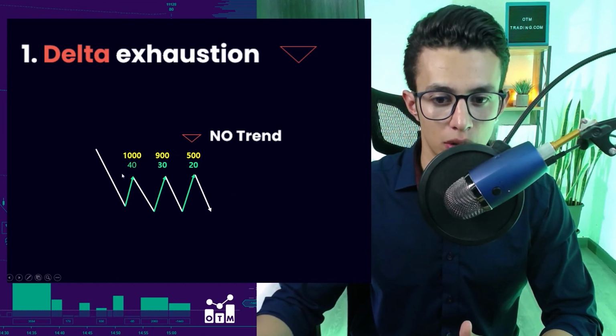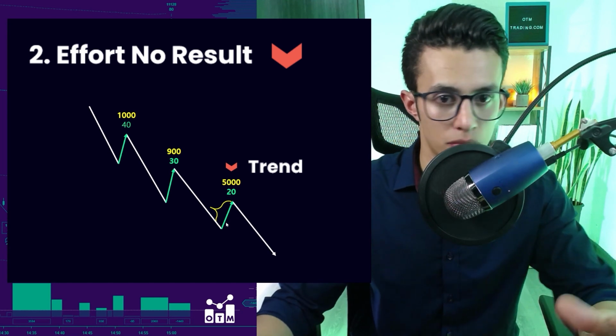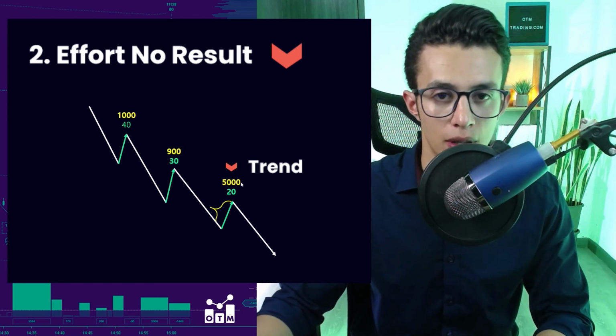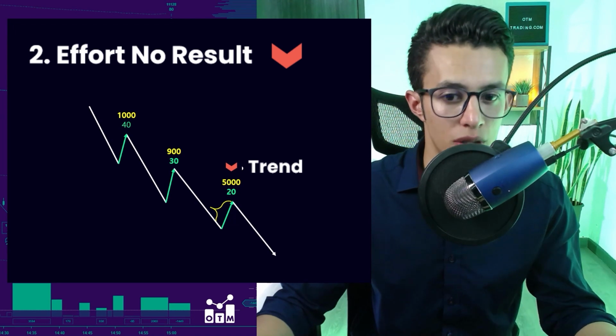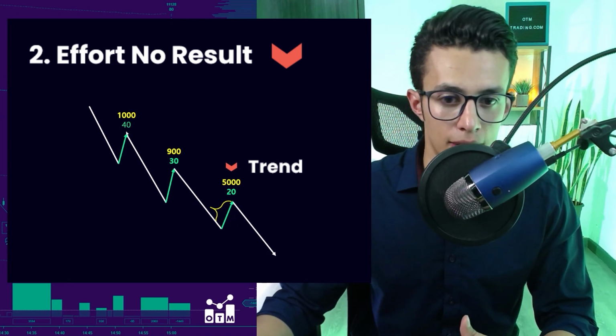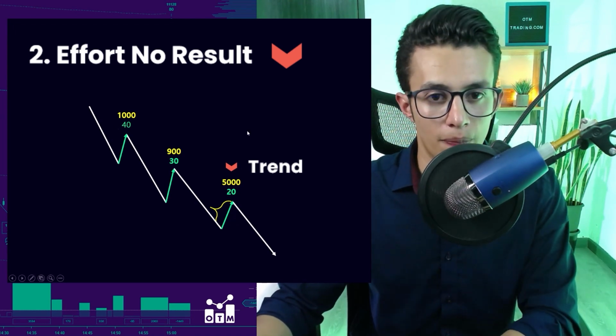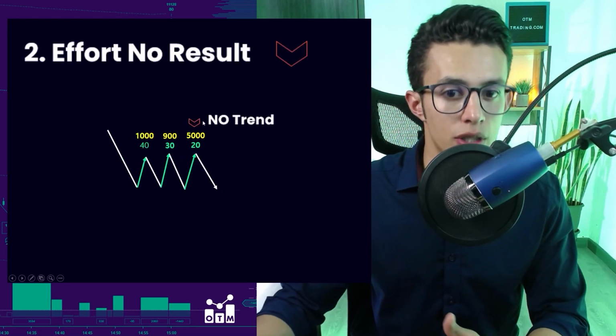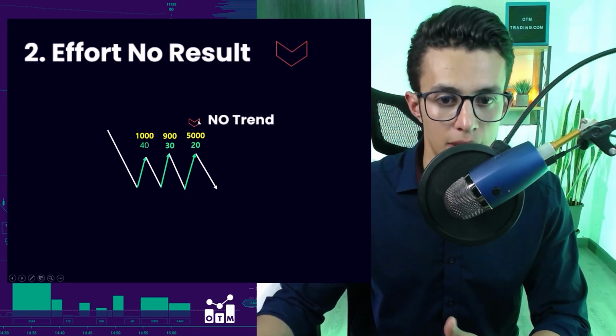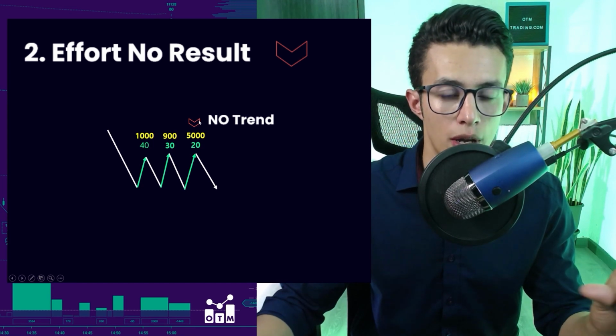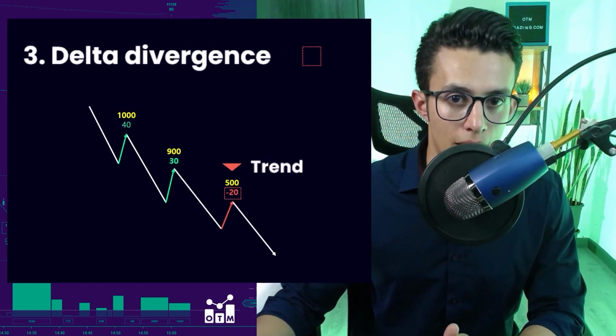Now let's look at the effort with no result signals in downtrends. Here we have a wave of very short length with a large volume of 5,000. So, we have effort with no result in a trend because we have a trending move. And when it's not in a trend, we basically get the same symbol, but only the outline.